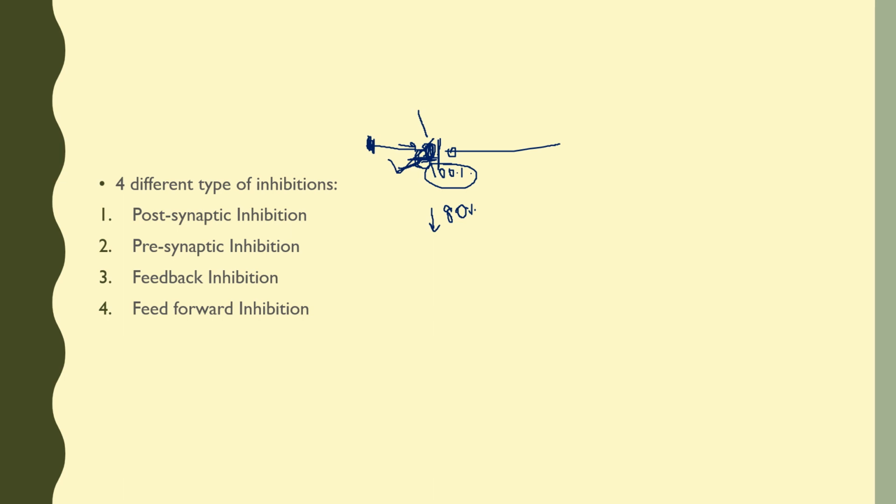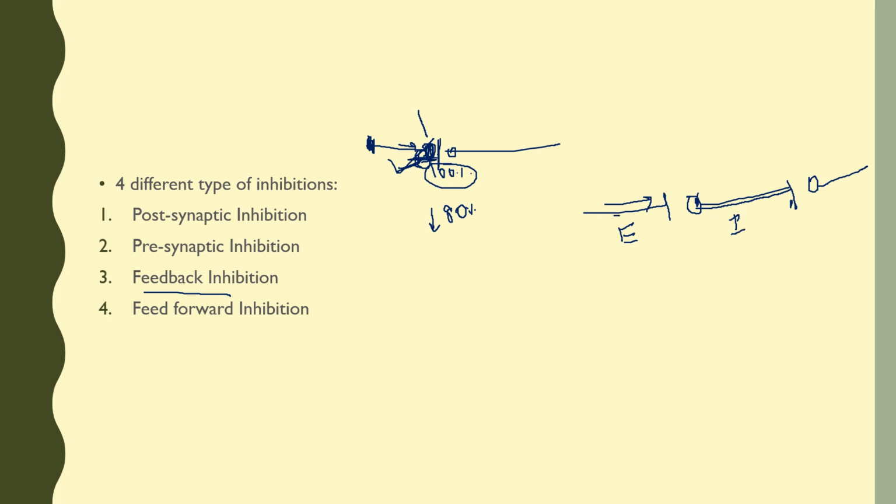Then there is one more term, feedback inhibition. Say this is the presynaptic neuron and this is the postsynaptic neuron. The presynaptic neuron makes the postsynaptic neuron excited, and the postsynaptic neuron is supposed to excite or inhibit the next one, depending on whether the neurotransmitter released is excitatory or inhibitory. Just imagine this is an excitatory neuron, and this one is inhibitory.